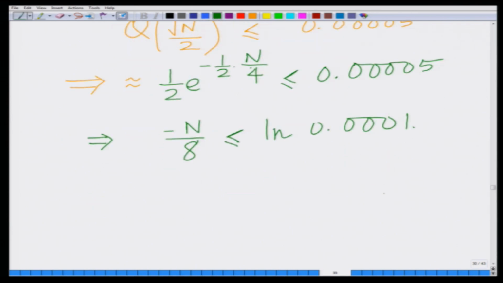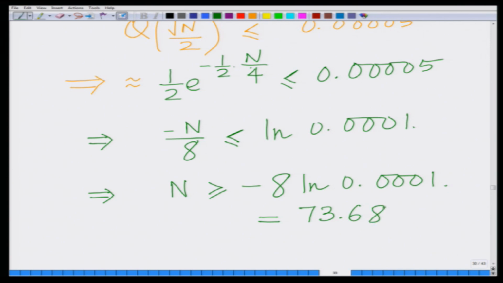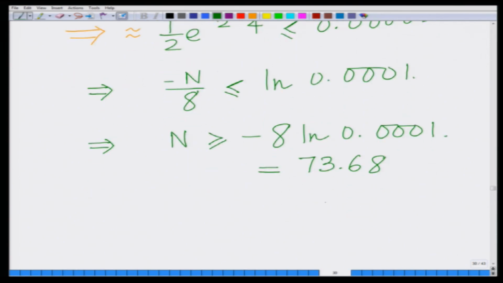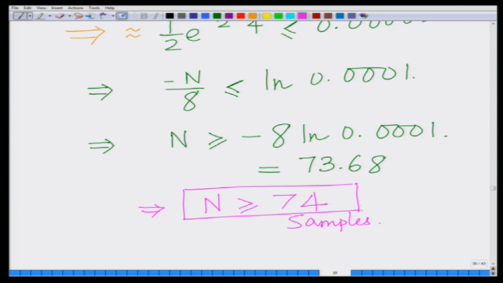0.0001, which basically implies that n is greater than or equal to minus 8, because there is a negative sign the inequality gets reversed, n is greater than or equal to minus 8 log natural 0.0001, and this is basically equal to 73.68. Therefore, since n has to be an integer, n has to be greater than or equal to 74 samples, which is again an interesting result.